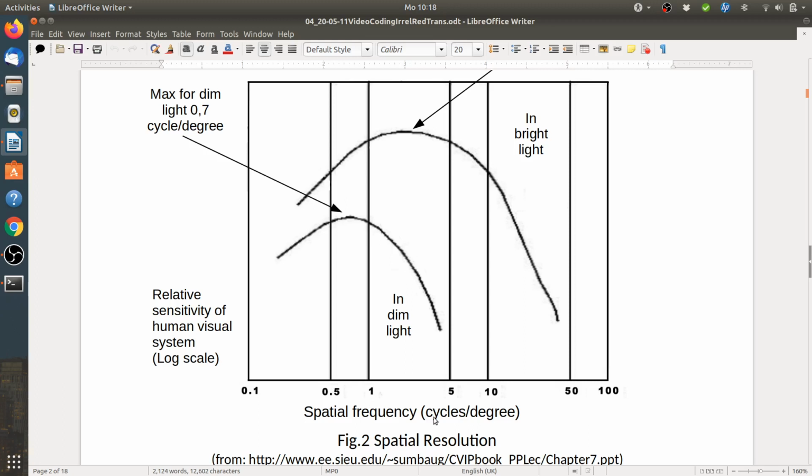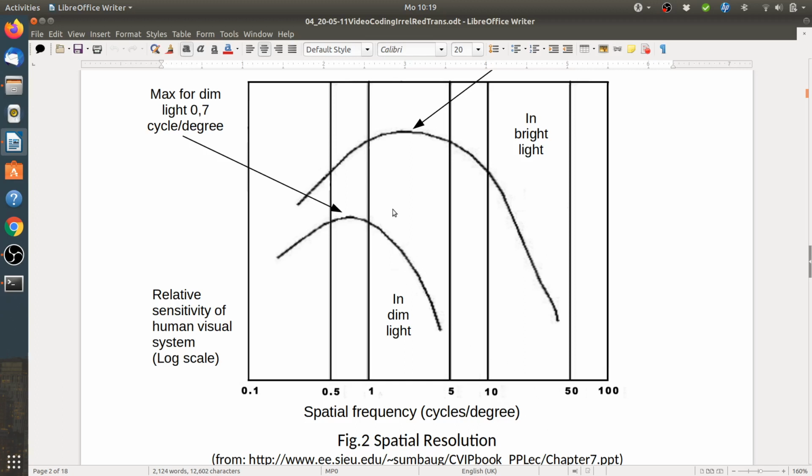So imagine we have a test image in front of us, and within 1 degree we can see this many dark, bright changes, or cycles. One dark, bright cycle is 1 cycle. So for instance, here we have 10 cycles. That means our eye sees within 1 degree 10 dark, bright cycles. So for instance, 10 stripe pairs, and each pair is black and white. That would be 10 cycles per degree.